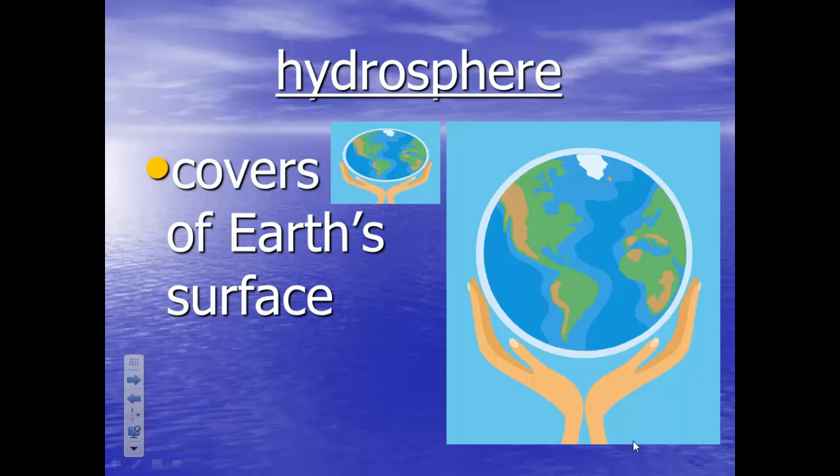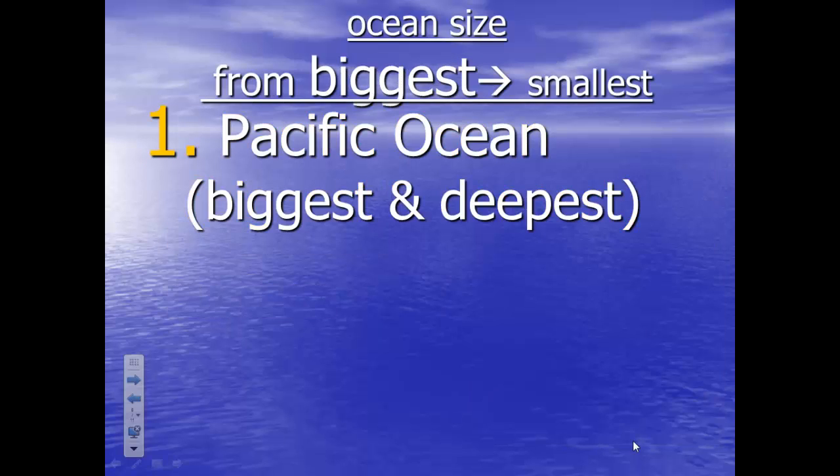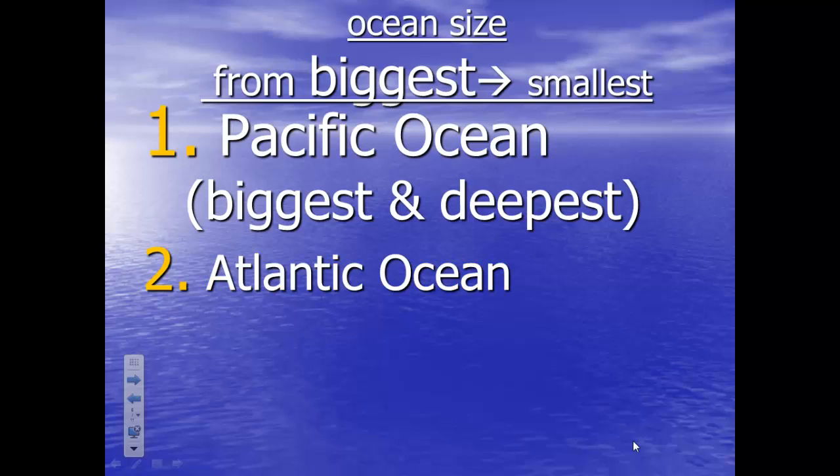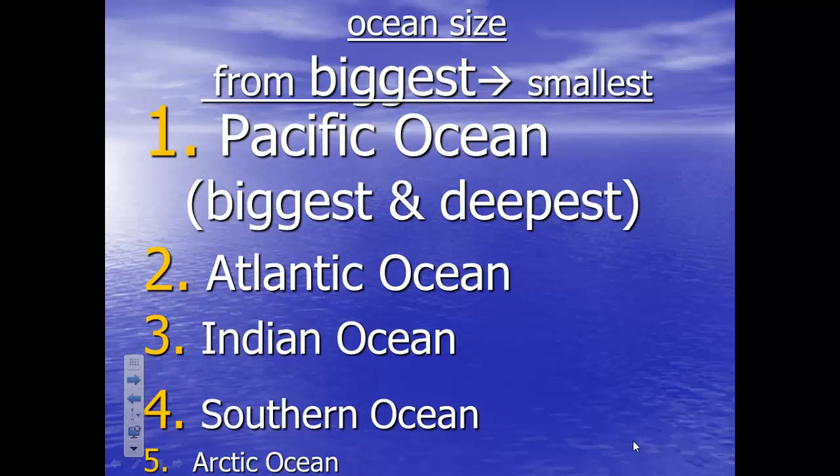There are 4 major oceans, as you know from social studies class, on the Earth. The Pacific Ocean is the largest and the deepest. Then is the Atlantic Ocean, then the Indian, then the Southern Ocean, which we did not talk about in social studies, and the Arctic Ocean is the smallest. On a map or a globe, you can see that all the oceans are connected.